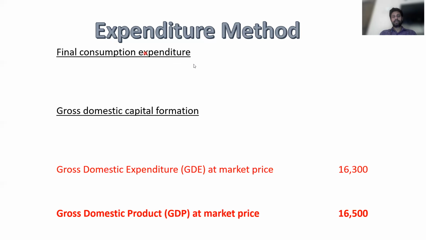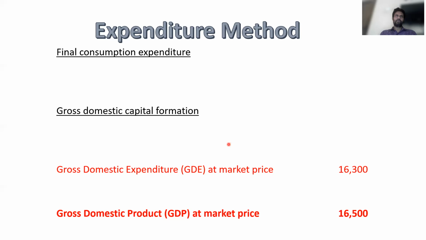Final consumption expenditure. Gross domestic capital formation. Gross domestic expenditure at market price. Gross domestic product at market price. So earlier we came across GVA. Right now we don't have GVA. Instead of that, we have GDE, gross domestic expenditure. So the structure differs a bit from previous structures.